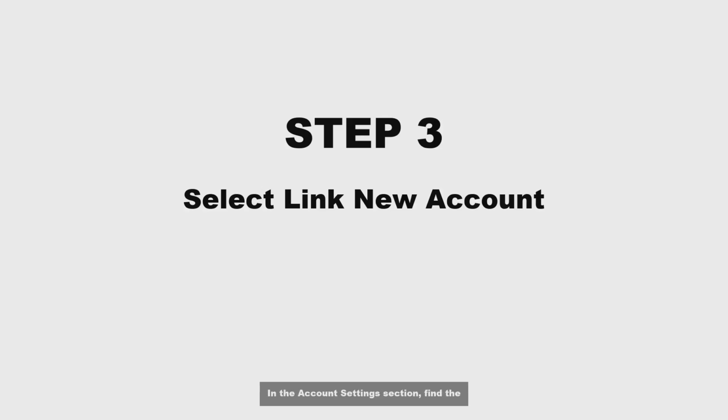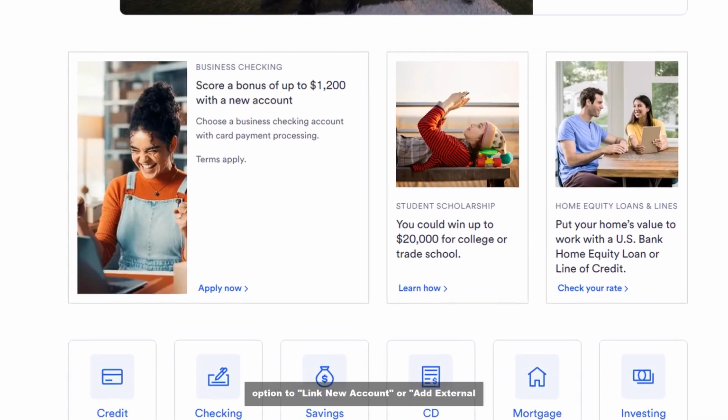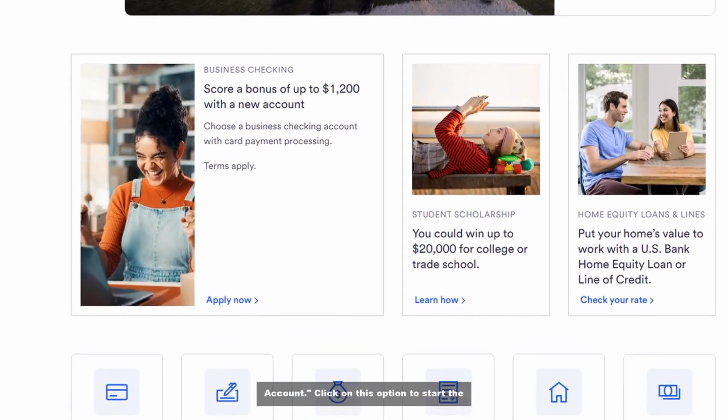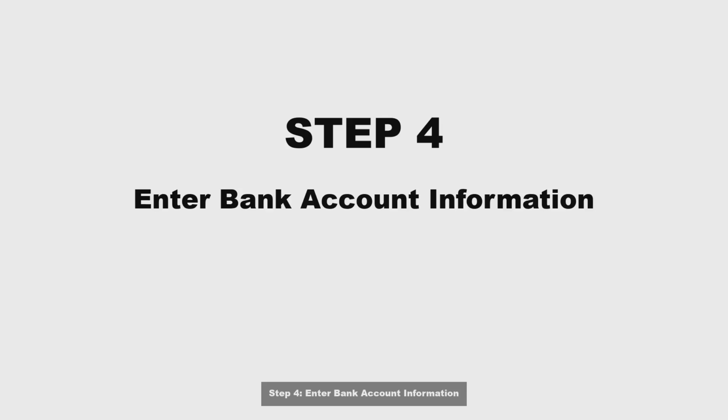Step 3. Select Link New Account. In the Account Settings section, find the option to link new account or add external account. Click on this option to start the linking process.